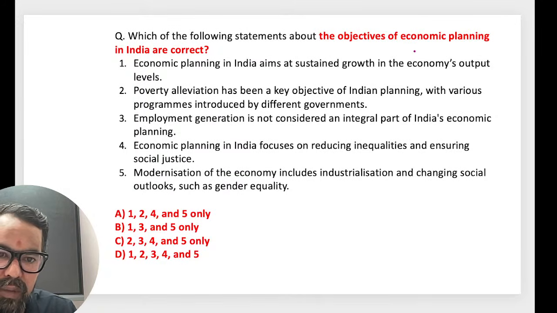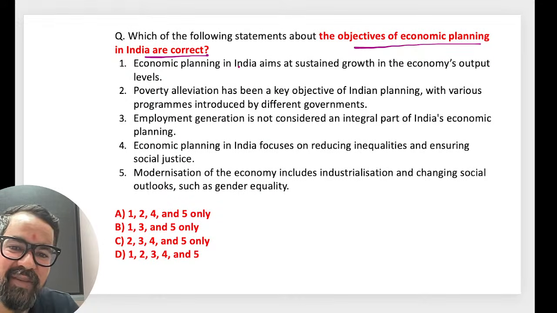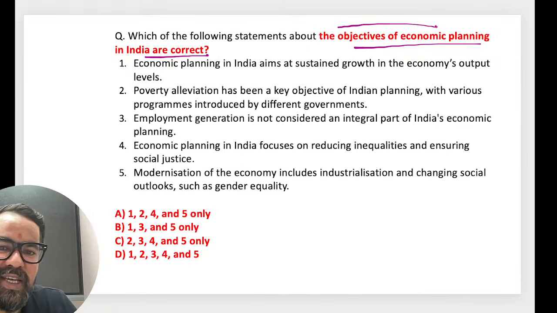Which of the following objectives of economic planning are correct? So the first, okay, Vinod sir is saying option A. Other guys, Sah sir is also saying A. Yes, Sigma aspirants, okay. Your names also do not seem to have changed from banking preparation.